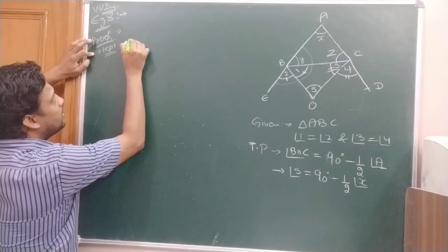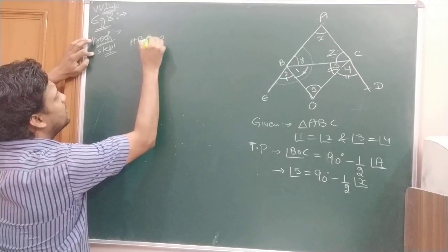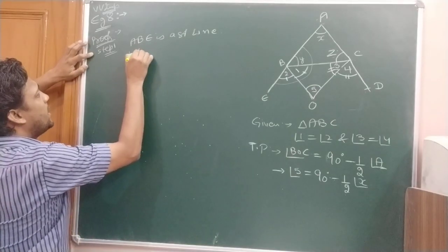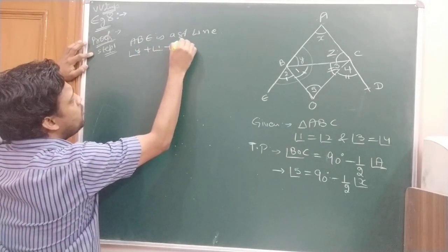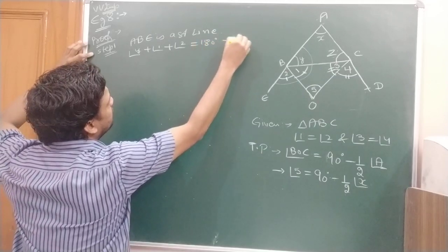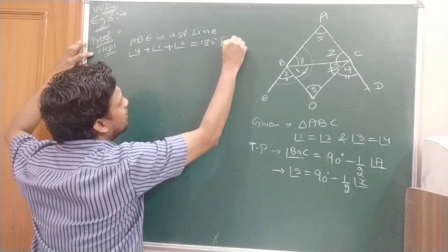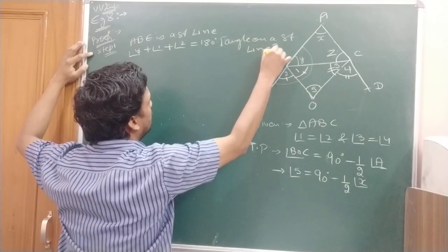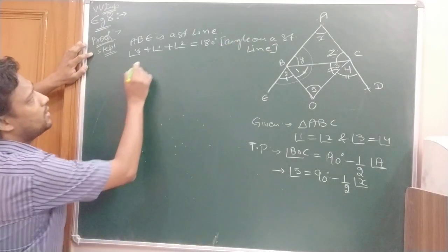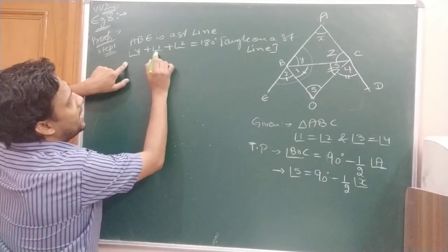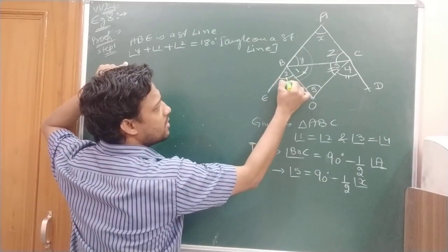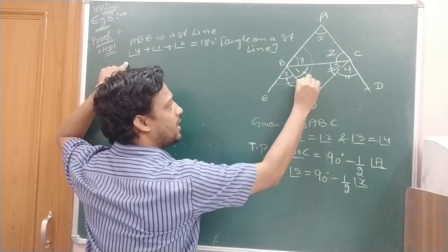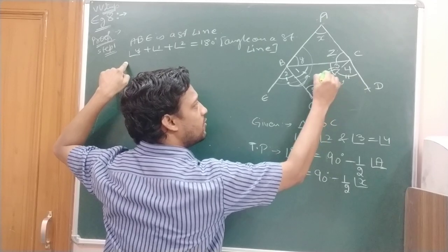Step 1. First of all, ABE is a straight line. So angle Y plus angle 1 plus angle 2 equals 180 degree. Reason? Angle on a straight line. Now, angle 1 and 2 both are equal, so I can convert the angle 2 into angle 1. Remember, always convert the outside angle to the inner angle. Similarly, the angle 4 is converted into the angle 3.